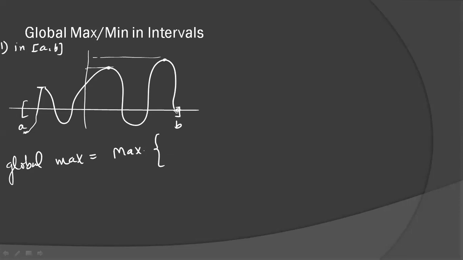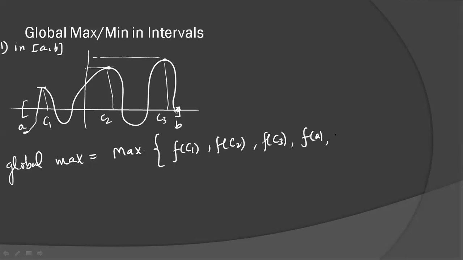Suppose these are some critical points C1, C2, C3. So we take the values f(C1), f(C2), f(C3), and we also have to check the value at the boundary points. Remember, if the interval is closed, we have to check the maximum or minimum value at the boundary points also.